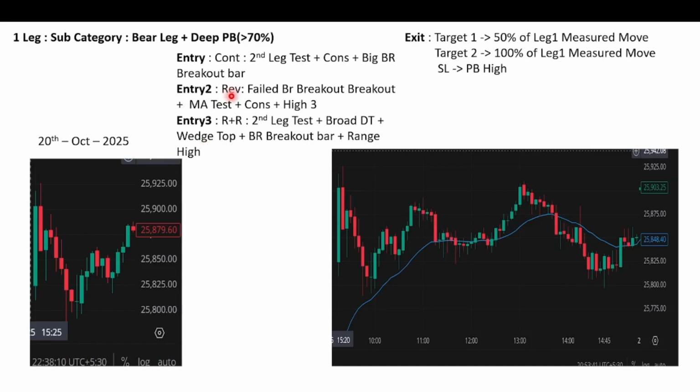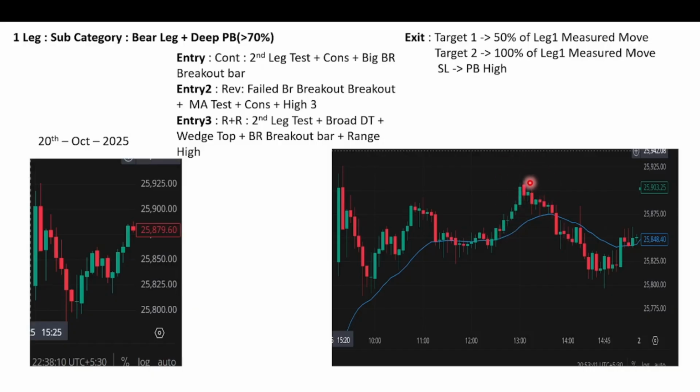And the second entry is a reversal entry for the bulls. The conditions for that are failed bear breakout and MA test for this movement, or you can say pullback into EMA, and consolidation and high 3. So high 1, high 2, high 3. You can enter here and you will exit around this point.